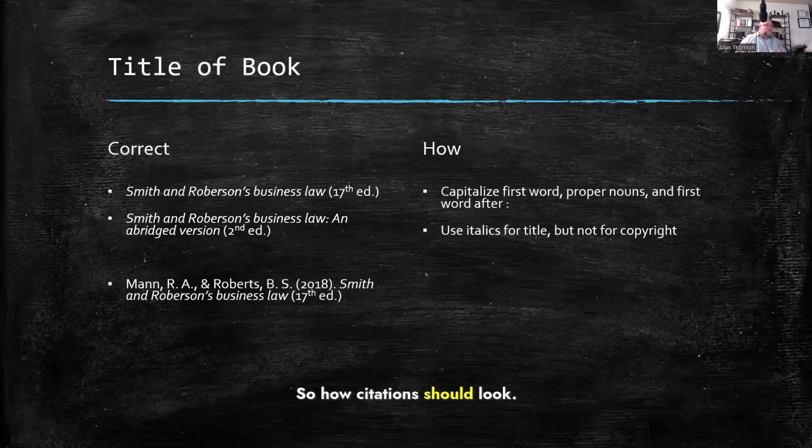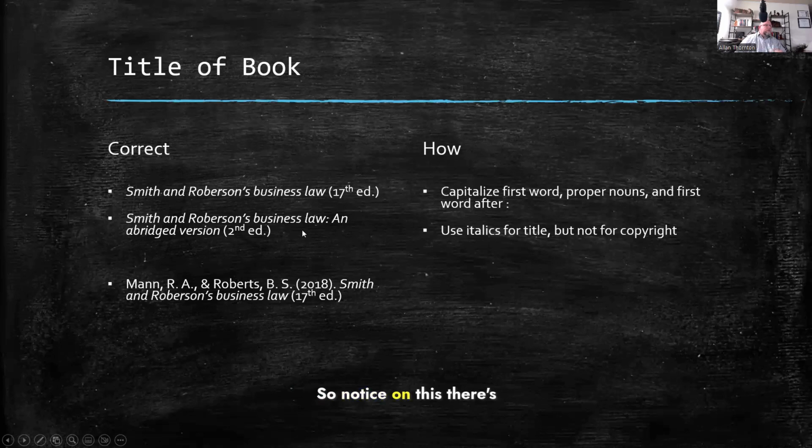So how citations should look. If you'll notice this one, the correct way is just Smith and Roberson's Business Law, 17th edition. That's your title. If you had a title that had a subtitle to it, then it would be something like this: Smith and Roberson's Business Law, an abridged version.